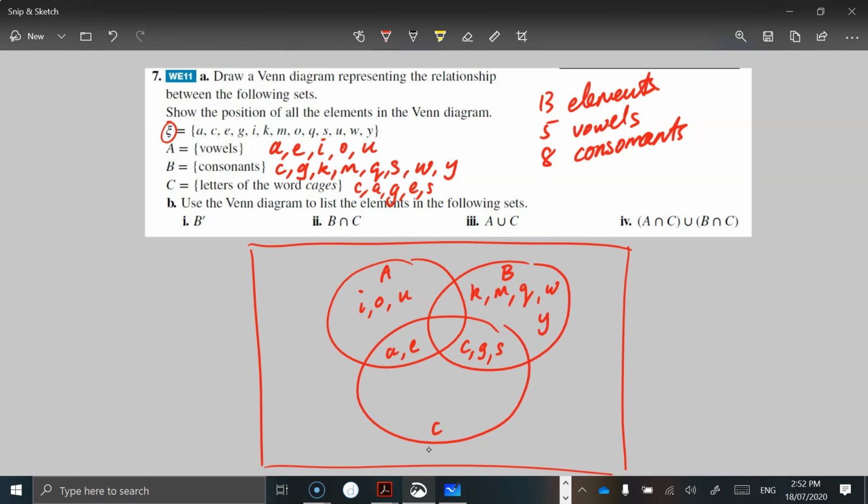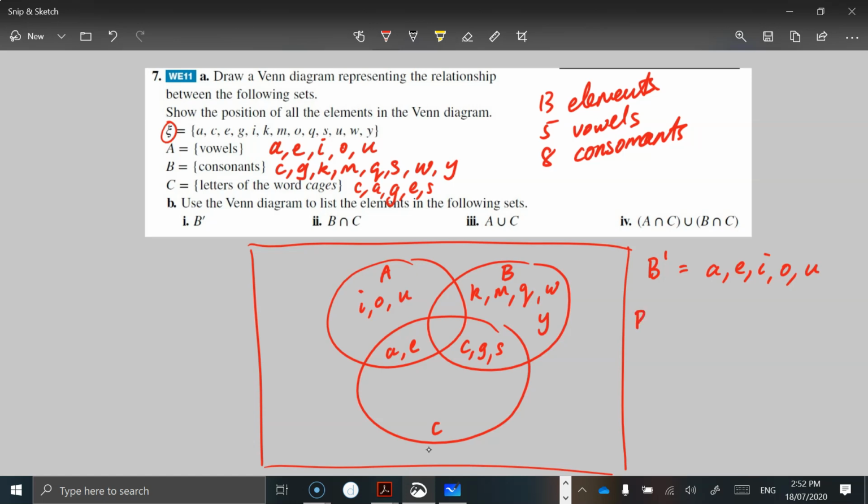Okay. So here we go. Use the Venn diagram to list the elements in the following sets. So remember this little symbol. That little symbol is the complement, okay? The complement of B is everything that does not belong to B. And so that means it's going to be A, E, I, O, U. It's all the vowels. All the vowels don't belong to B. They don't exist in the circle of B. So that's what we're going to list.